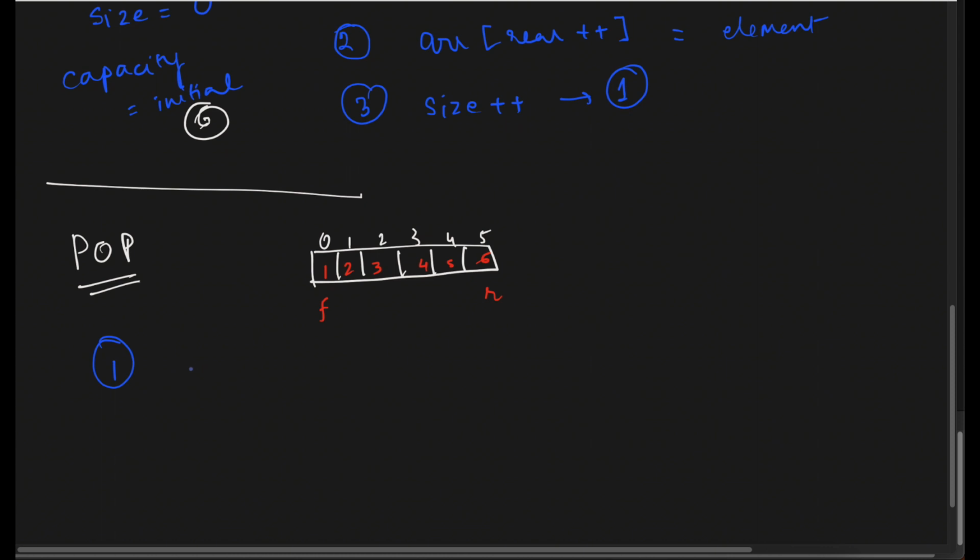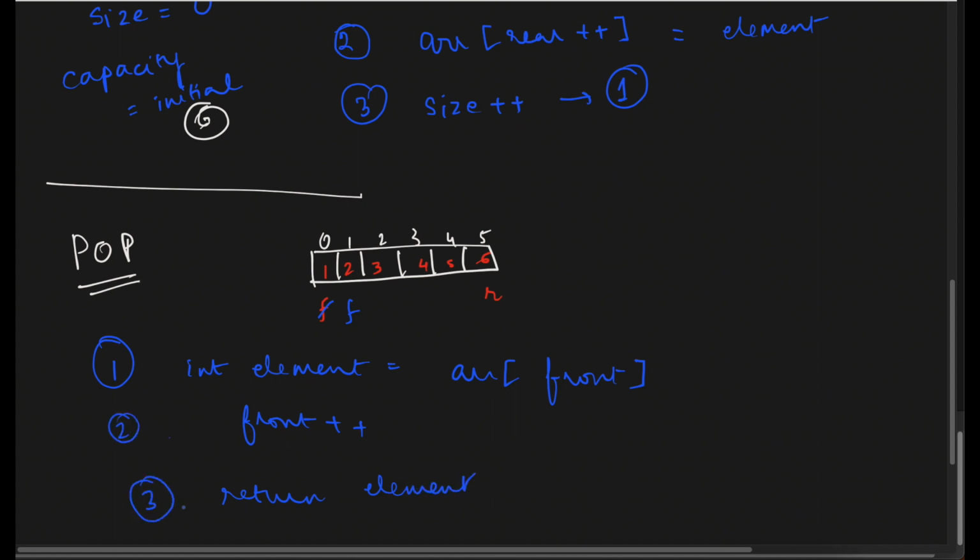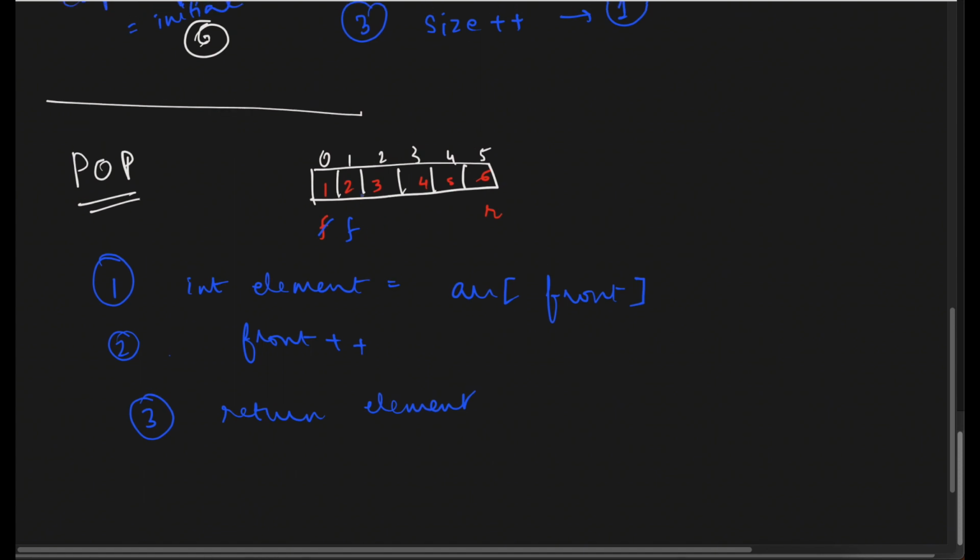So what I'm going to say is int element equals ARR of front. Whatever front is holding, please return that element, and the front pointer has to increment by 1. So front goes over here. I am going to return the element. So the first step is this, the second step is this, third I'm going to return the element, but front will come over here, which is now pointing to the next element which can be removed.